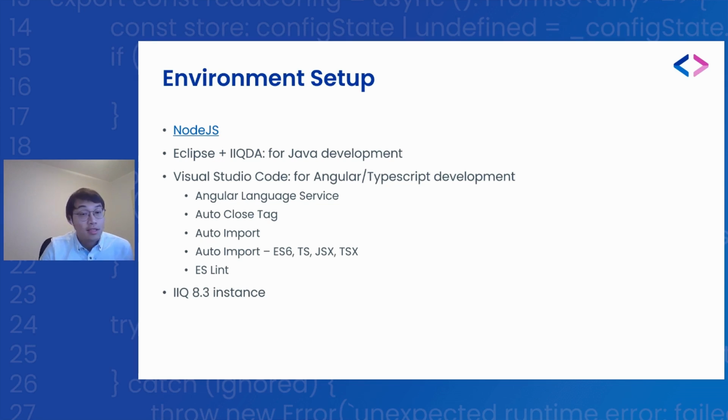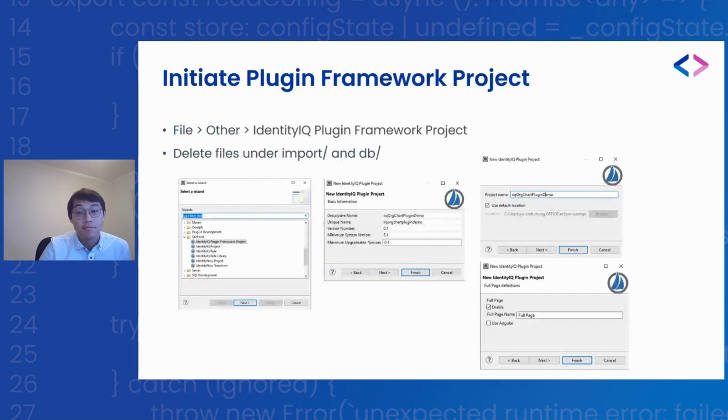Also, a list of VS Code extensions are suggested to be installed. Potentially, we can use only one IDE for both front-end and back-end development. However, this depends on your own preference. An IIQ instance is required for testing. I will use IIQ 8.3 as the demo server later in this presentation.